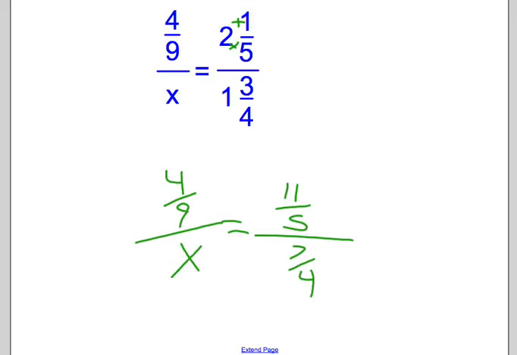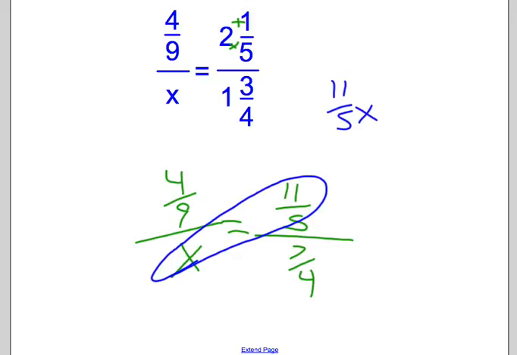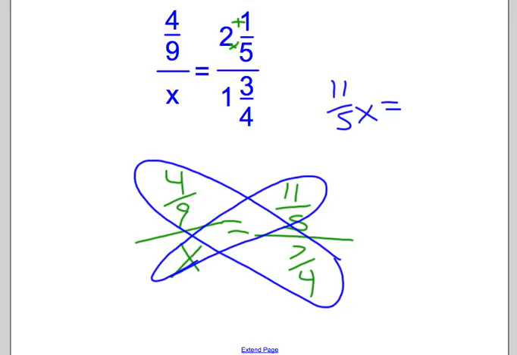So what I mean by that again, this is a product. We're going to take 11/5 times x. That's 11/5 x. And then we multiply these two. Don't try to do anything strange with it. Just multiply them. 4 times 7 is 28. 9 times 4 is 36. Now we have a problem that you should be familiar with.